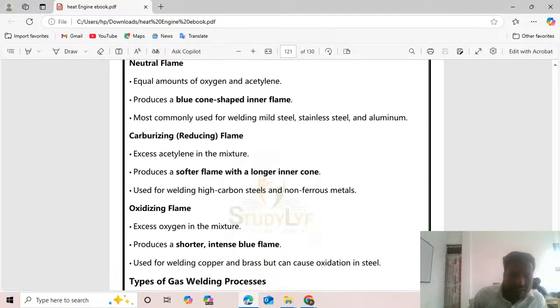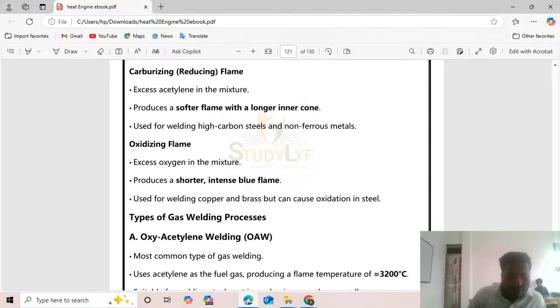If we say a carburizing flame, that means acetylene in the mixture is in excess, producing a sulfur flame with a longer inner core, used for welding high carbon steel and non-ferrous metal. Oxidizing flame is where oxygen is in excess and produces a shorter, intense blue flame. This flame will be blue as the outer flame, with a longer inner core.